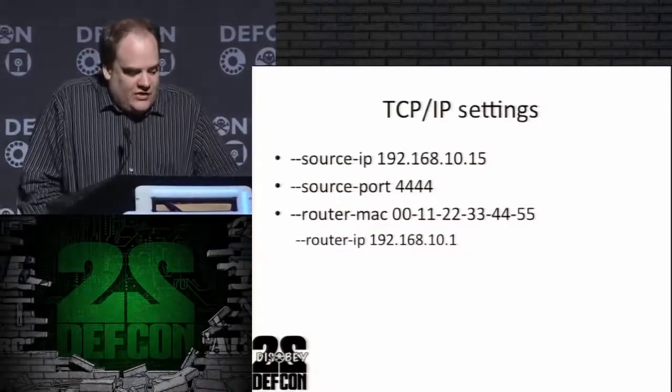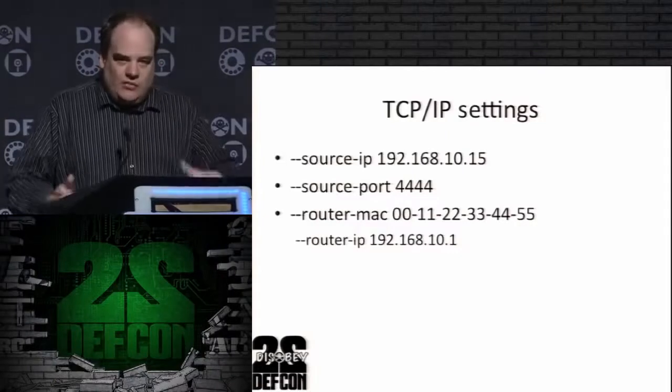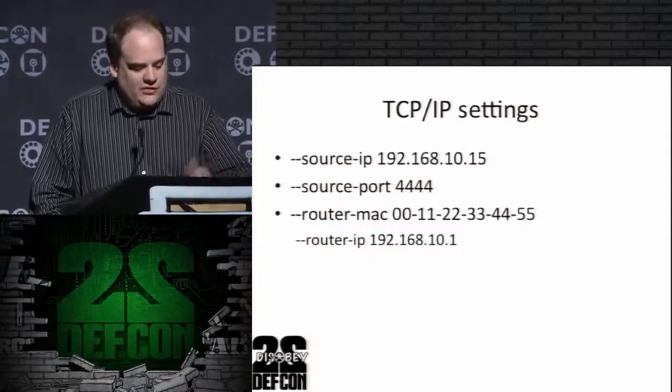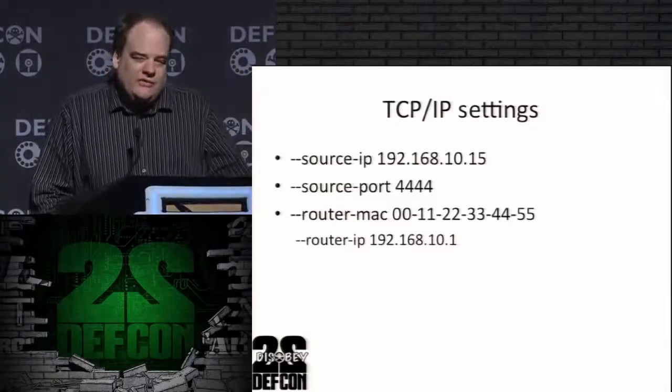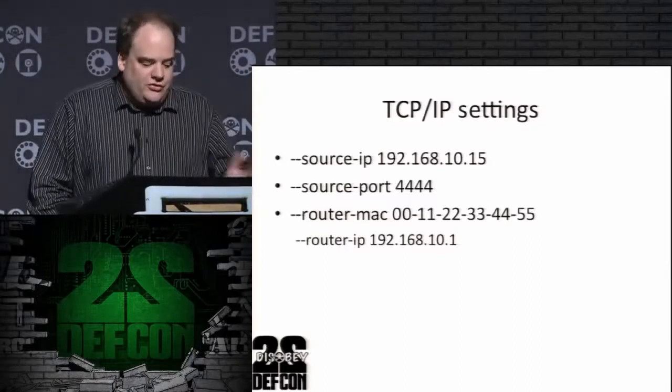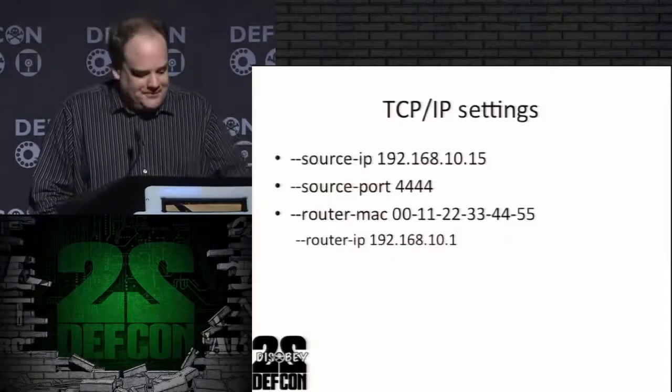So the basic configuration is set. If you don't want to rely upon the defaults, if you're having problems, just set them manually with the source IP, the source port, and you have to configure the router MAC address. Usually the router IP just works because it'll ARP it.